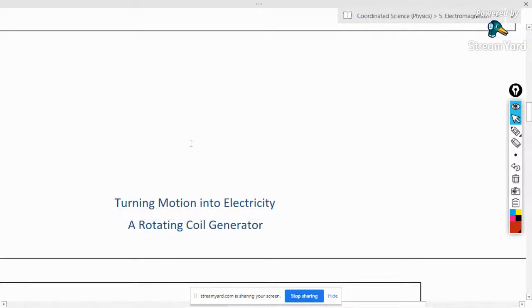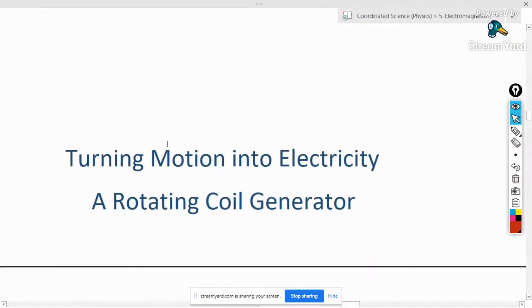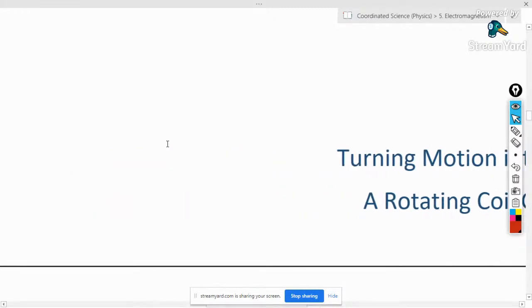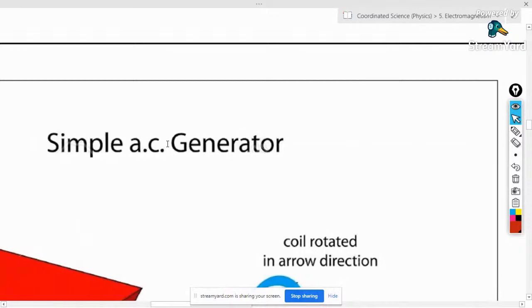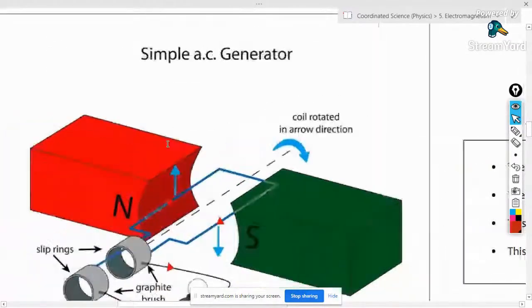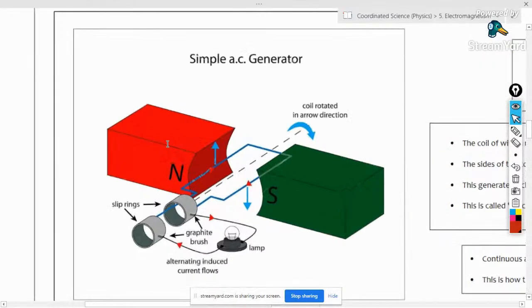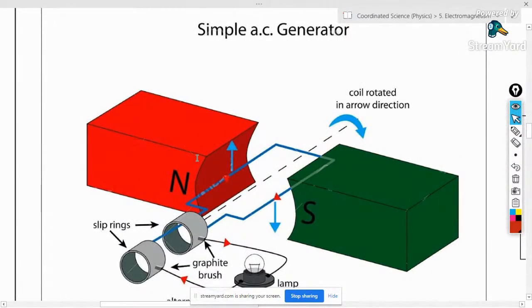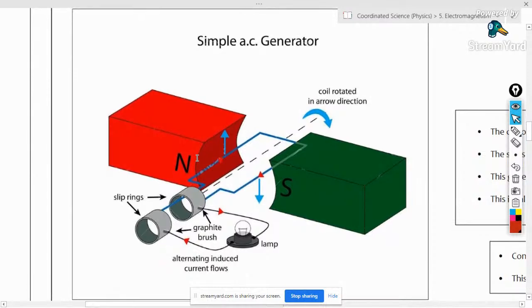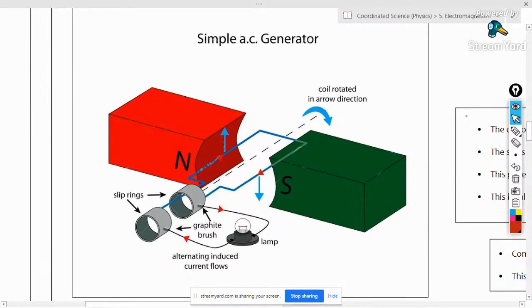Turning motion into electricity is what AC generators do. They turn motion, something moving, into electricity. They do that using what's called a rotating coil generator. Here is the simplest version you can get of a simple rotating coil generator. I just want to point out a few things in this picture. First of all, notice that there is no battery connected anywhere.